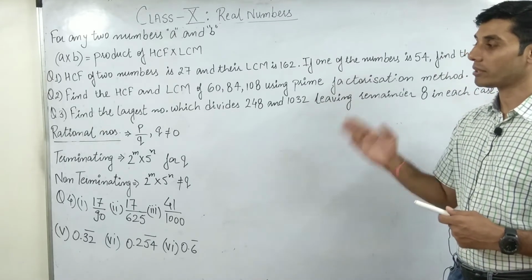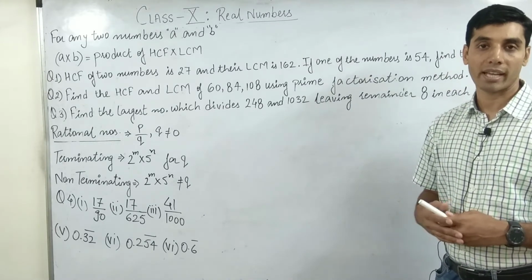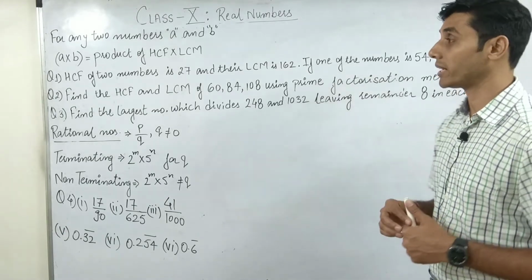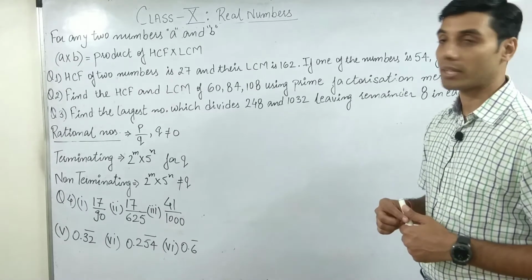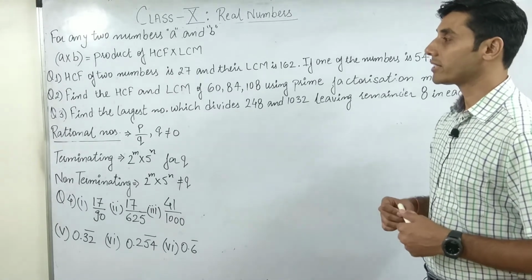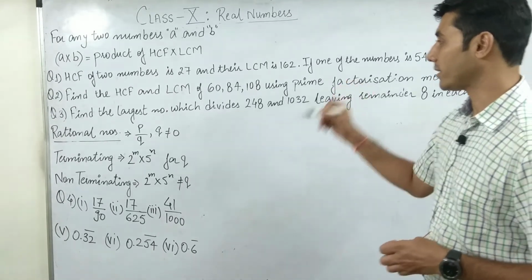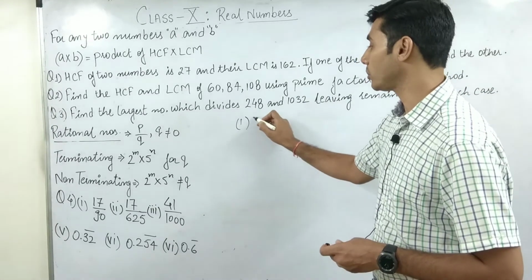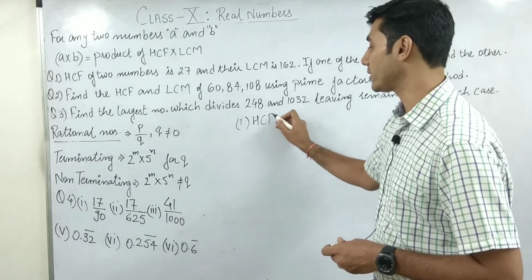Let's now solve certain questions, और जहाँ पर भी कुछ बताने लायक होगा तो of course I'll tell you. This topic is very simple, guys. Don't get this topic wrong, please. Let's see question number 1. HCF of two numbers is 27.